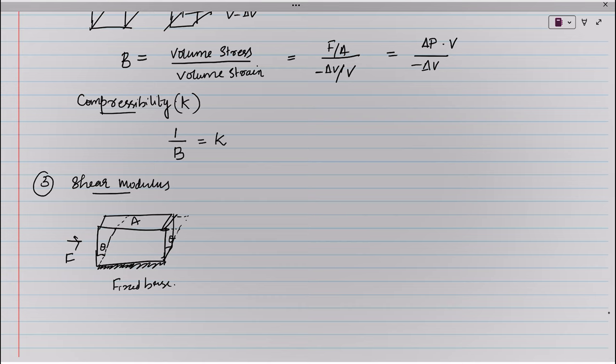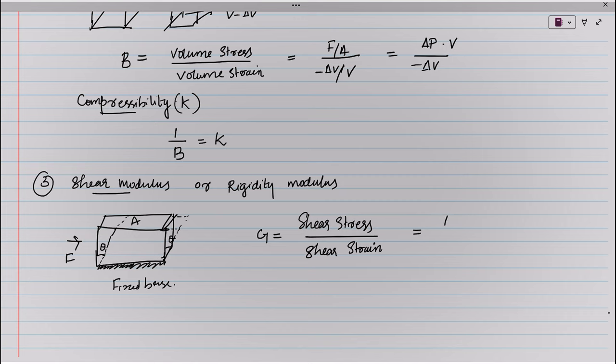Okay, then we can say that shear modulus, or it is called rigidity modulus, can be represented as G is equal to shear stress divided by shear strain. That is, here the applied force is F, and on applied area A, that is F by A, and the strain produced is theta. The theta is the shear strain, and this gives the value of shear modulus or rigidity modulus.